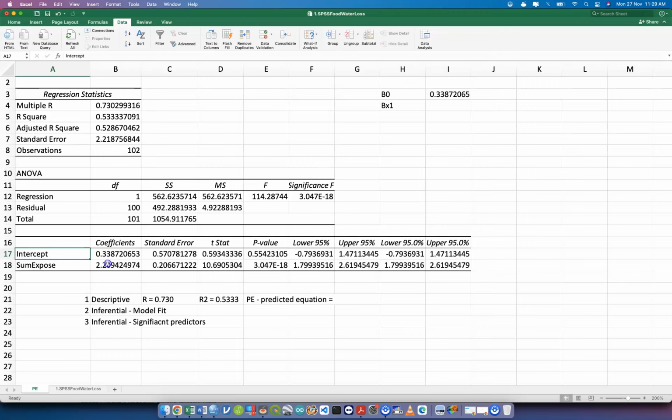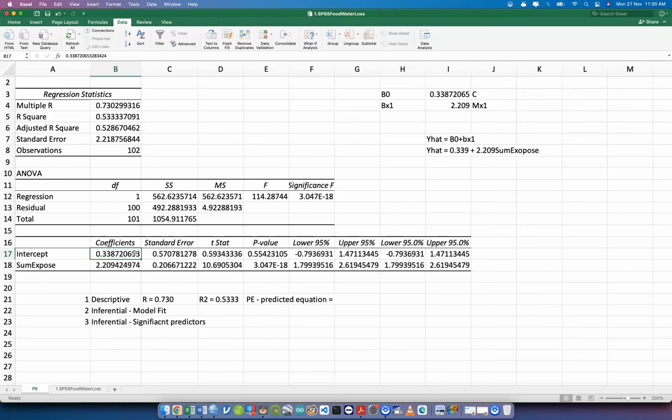Okay, and then we have the sum exposed. The sum exposed is actually beta X1, ataupun kita punya slope yang pertama, which is 2.209. So this is our X1, this is our C, ataupun kita punya intercept. This is our C, this is our MX1. So if you want to write the predictive equation, it will be something like this. Y hat is equal to beta naught plus beta X1, correct? So Y hat is equal to 0.339 plus 2.209 X1. X1 is what? X1 is sum exposed. Okay? Understand? Sum exposed. Beta naught is actually gathered from the intercept.